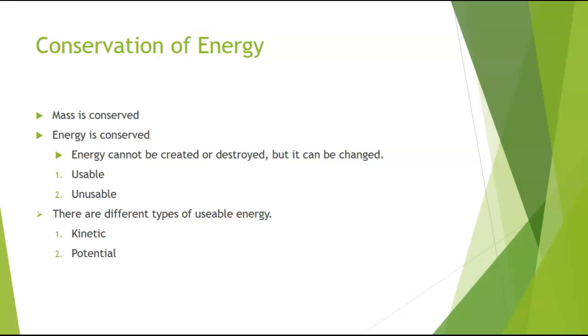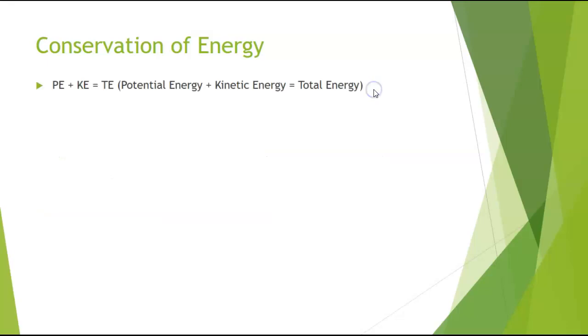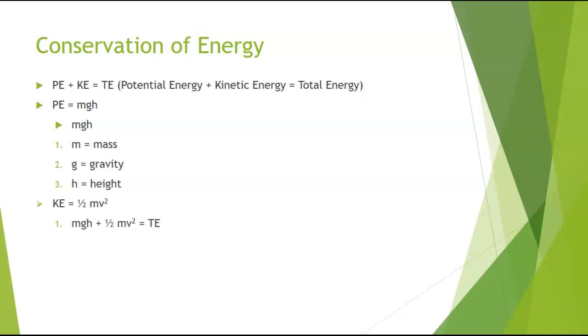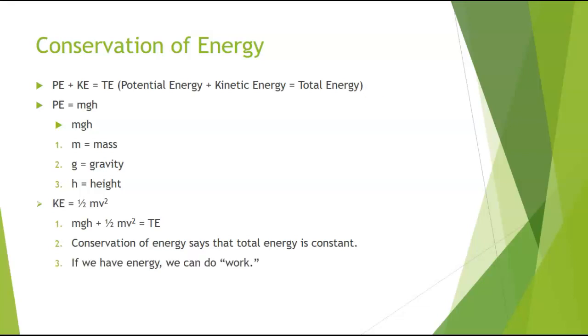Potential energy is possible energy. It is the stored energy, if you will. Kinetic energy is the energy of movement. So potential energy plus kinetic energy equals total energy. And remember, potential energy is mass times gravity times height. Kinetic energy equals 1/2 times mass times velocity squared. So putting these together, mass times gravity times height, or potential energy, plus 1/2 times mass times velocity squared, or kinetic energy, should equal total energy. And the conservation of energy says that the total energy is constant.